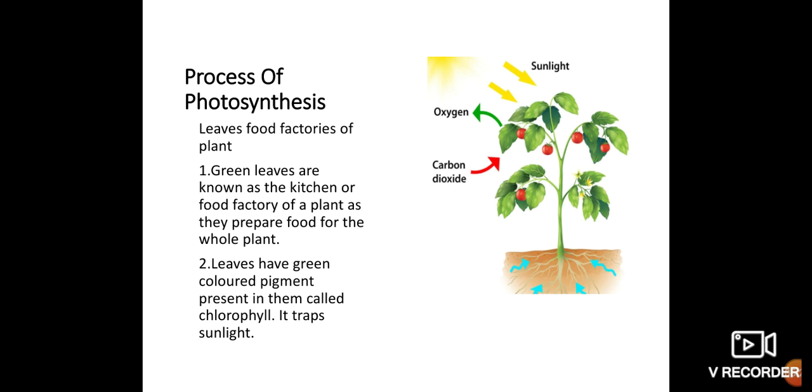Leaves take in carbon dioxide and give out oxygen during the process of photosynthesis. At night, leaves take in oxygen and give out carbon dioxide.